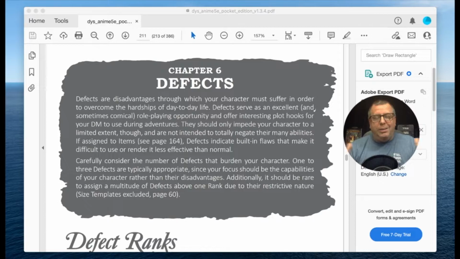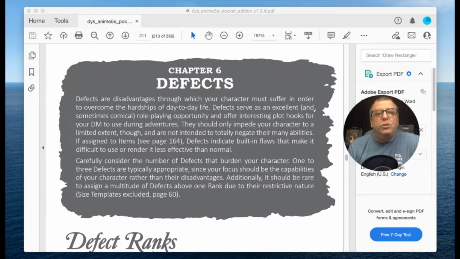So defects are like flaws in traditional D&D 5e, and defects are disadvantages through which your character must suffer in order to overcome the hardships of day-to-day life. Defects serve as an excellent and sometimes comical role-playing opportunity and offer interesting plot hooks for your DM to use during adventures. They should only impede your character to a limited extent, though, and are not intended to totally negate their many abilities. If assigned to items, defects indicate built-in flaws that make it difficult to use or render it less effective than normal. Carefully consider your number of defects that burden your character.